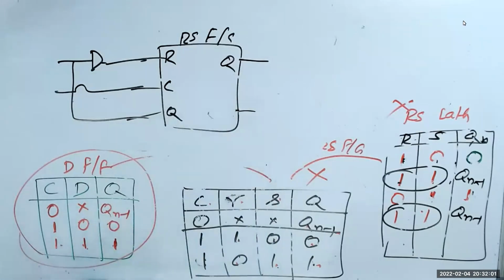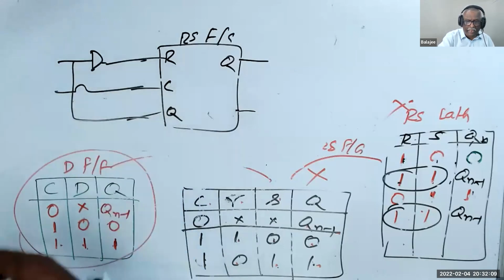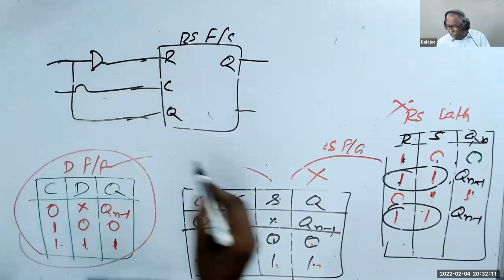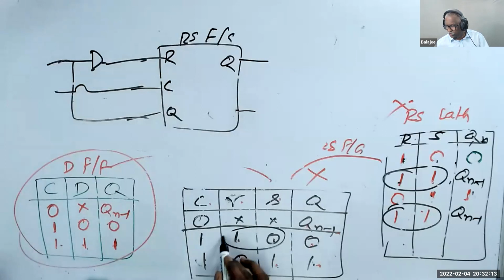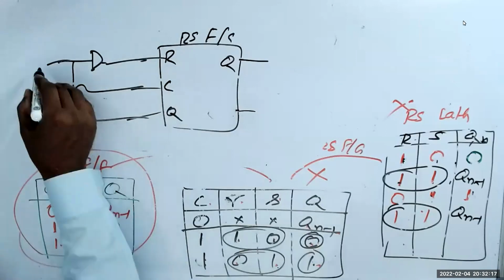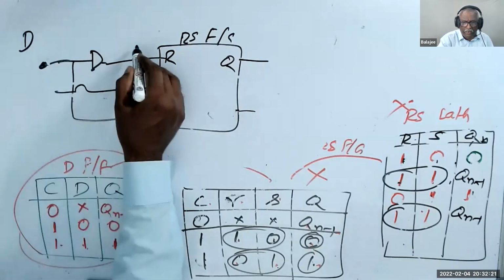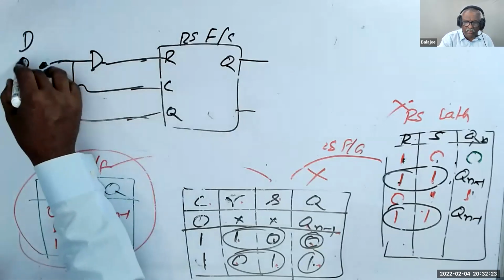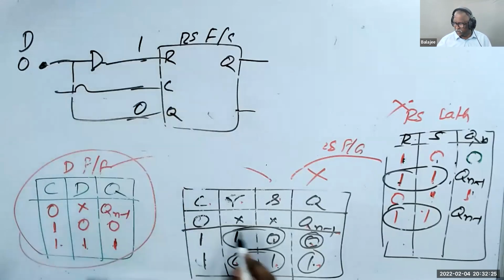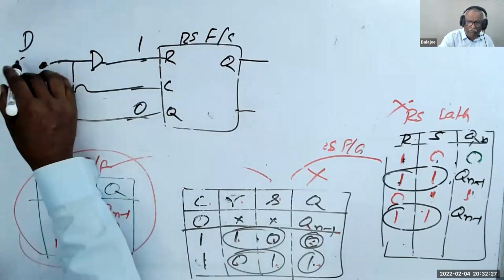Sir, that inverter we are giving to the R. Why can't we give it to the S pin? No. The problem is I am trying to build, see, you see here, 1-0 means 0. 0-1 means 1. Am I right? Yes, sir. Using one input, D input, I'm trying to build. If I give 0 here, it becomes 1-0. Am I right? If I give 1 here, I have 0-1.